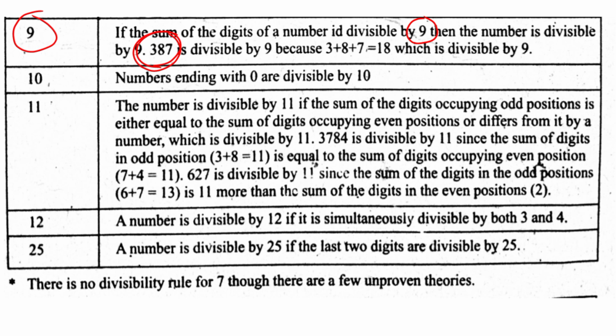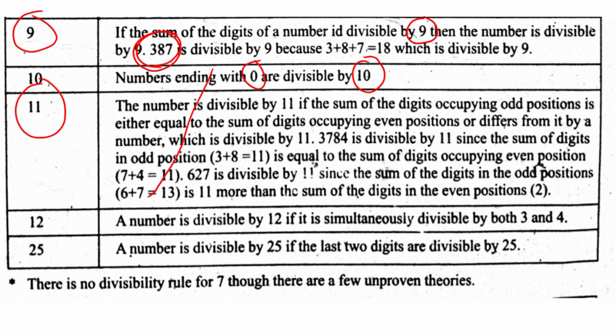Now the next divisibility rule is for 10. For 10, the last digit of the number should be 0, so that it is divisible by 10. This is a very simple divisibility rule for 10, which we can find out easily. The next divisibility rule is for the number 11.